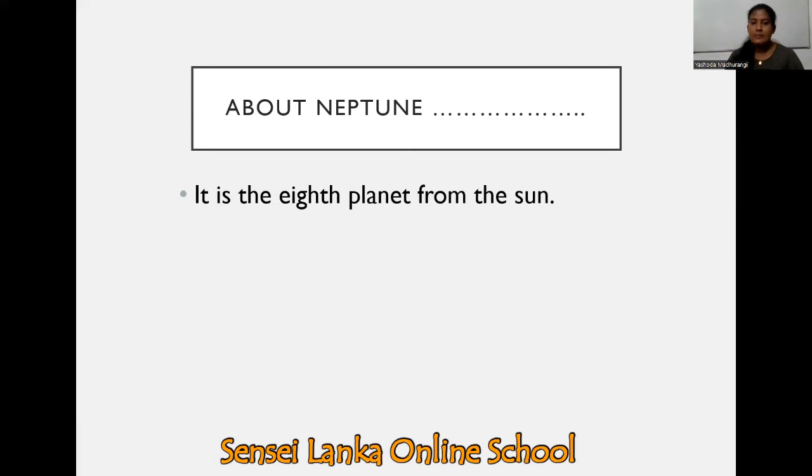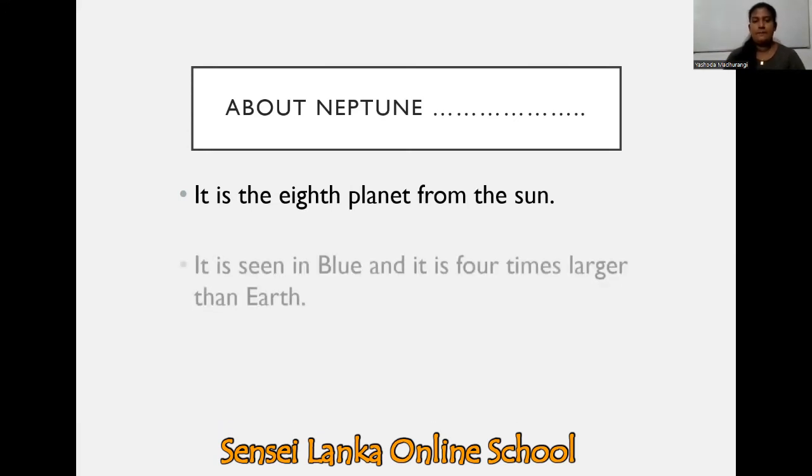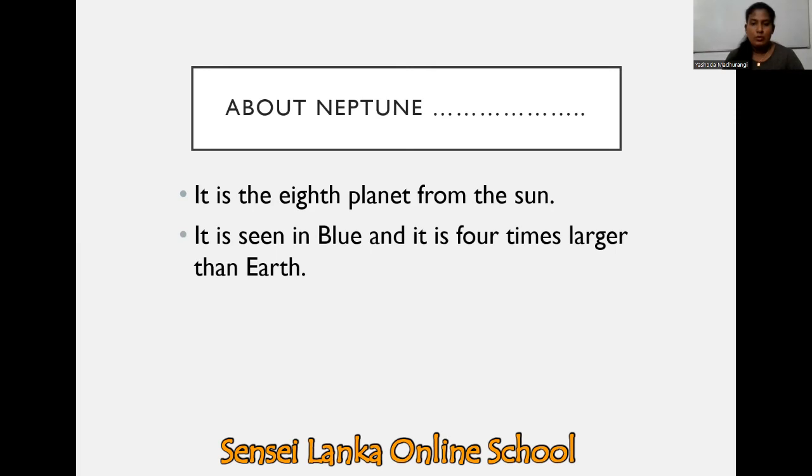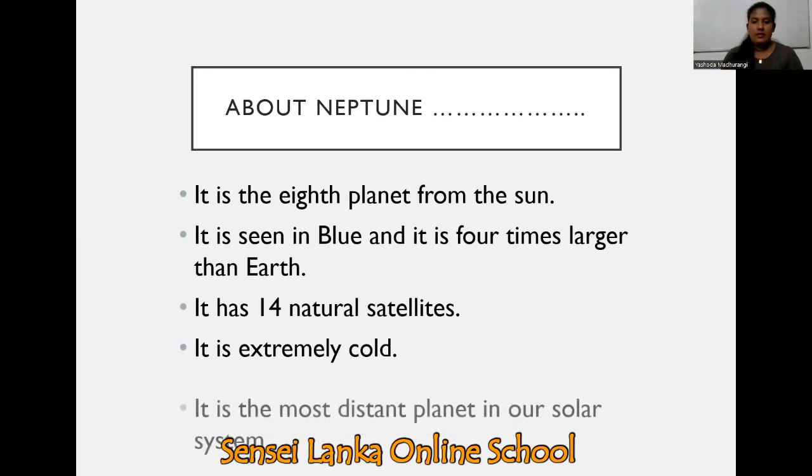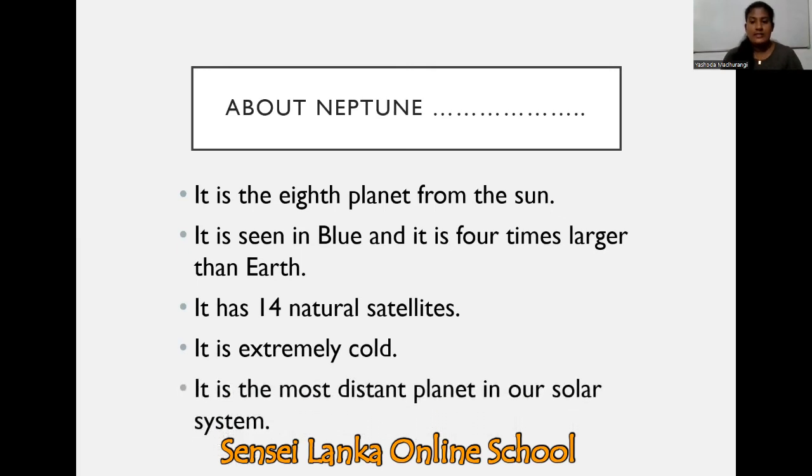So it is the 8th planet from the sun. It is seen in blue and it is 4 times larger than the Earth. It has 14 natural satellites. It is extremely cold. It is the most distant planet in our solar system.